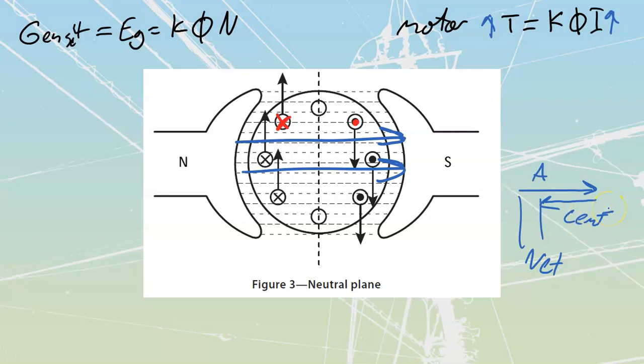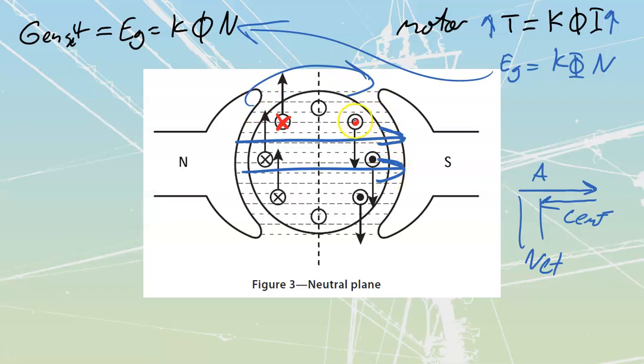Well, the counter EMF comes from another formula over here: EG is equal to K phi N, where K is the constant of the machine. Wait a minute, this is the exact same formula as what we had for my genset. It's the same formula because anytime I am rotating conductors inside of a field, the motor action is causing this thing to rotate, which means I've got conductors rotating inside of a magnetic field.